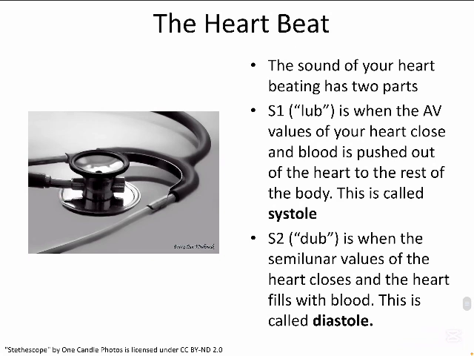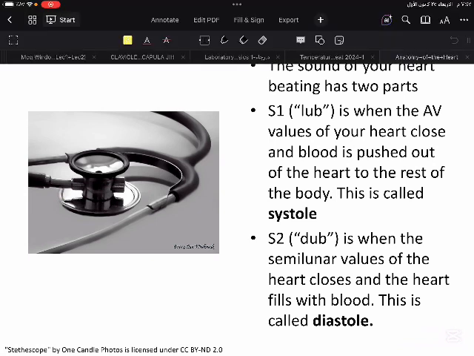The heartbeat. The sound of your heart beating has two parts. S1, lub, is when the AV valves of your heart close and the blood is pushed out of the heart to the rest of the body. This is called systole. S2, dub, is when the semilunar valves of the heart close and the heart fills with blood. This is called diastole.